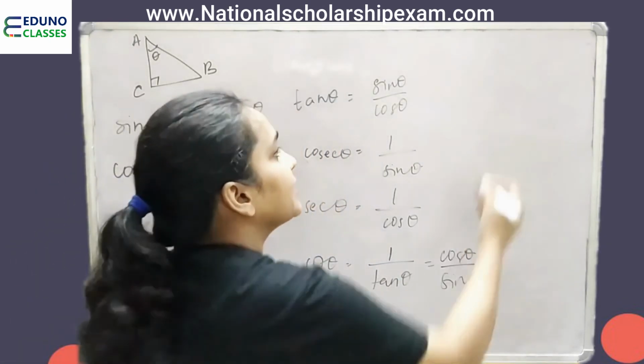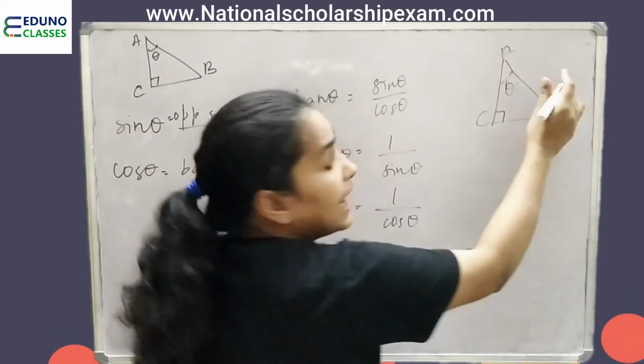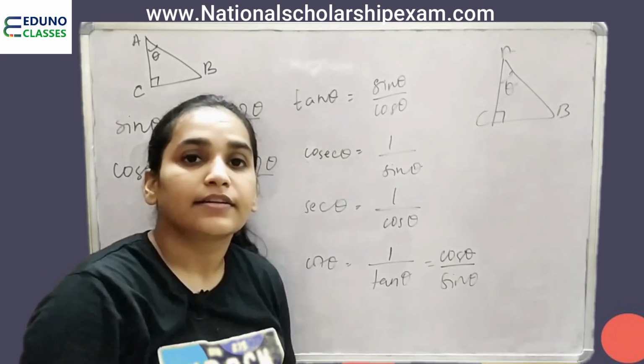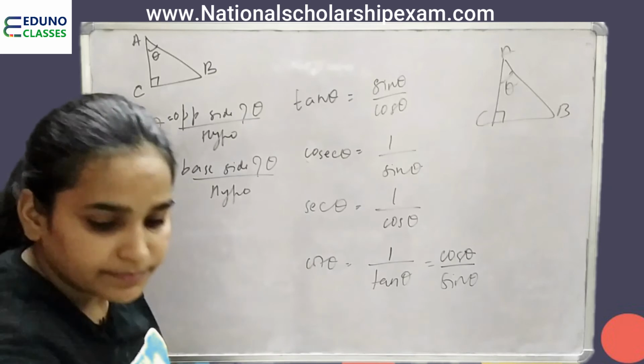Where theta is an angle other than 90 degrees for any right angle triangle. Fine. Just copy this down and we can move on.